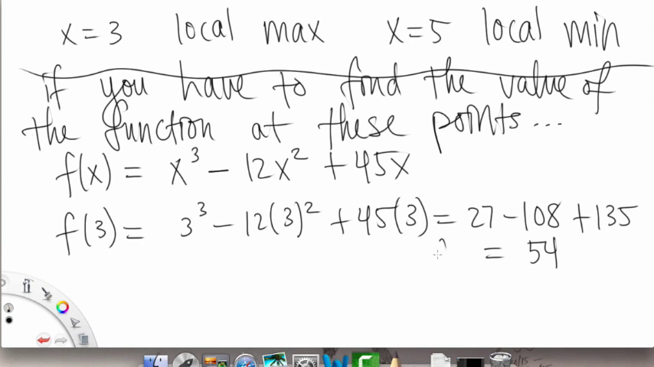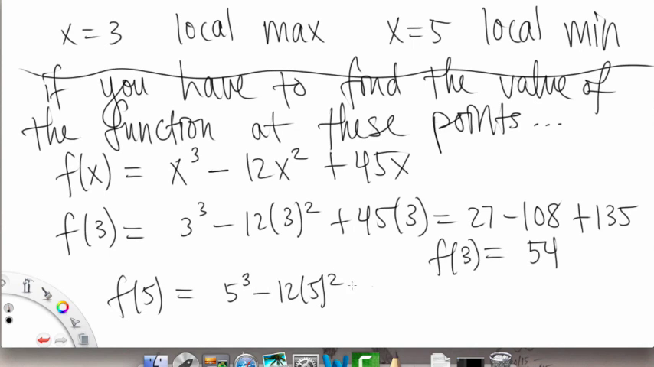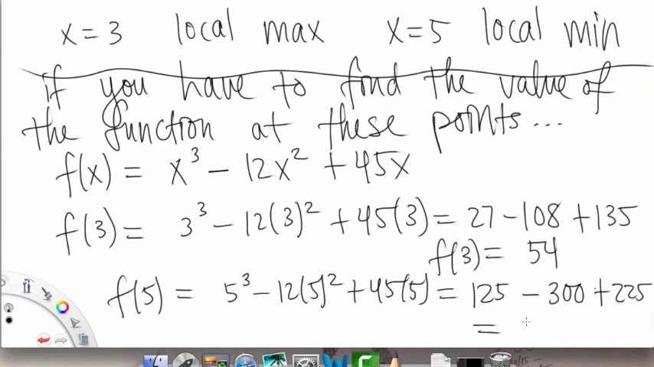So f of 3 is equal to 54, and also f of 5, when we plug that one in, we get 5 cubed minus 12 times 5 squared plus 45 times 5. Okay, and then that one is equal to 125, 5 cubed, minus 12 times 25 is 300, and then plus 225, so this is going to be equal to 50. So f of 5 is equal to 50.